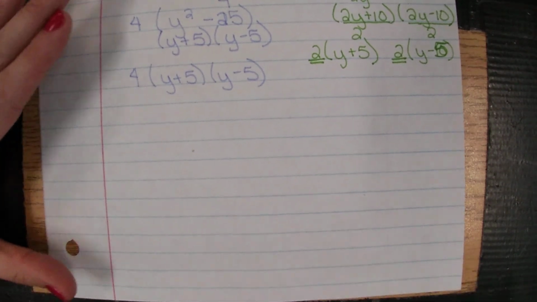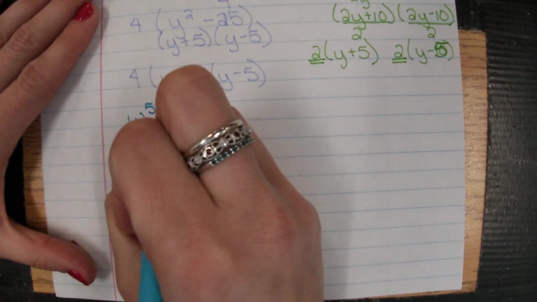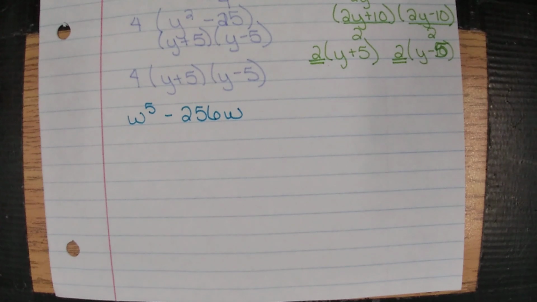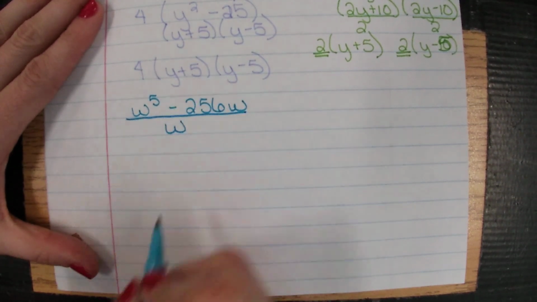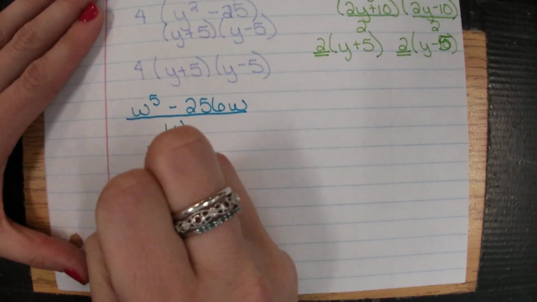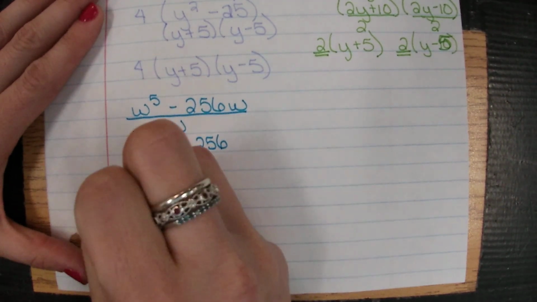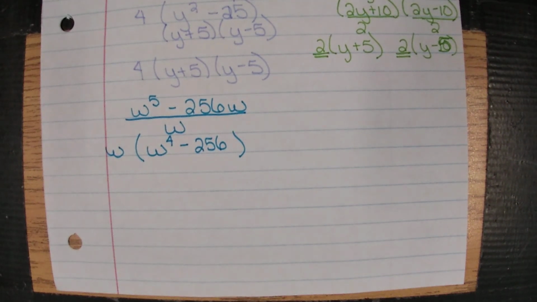Okay, so next one here. Let's say we are given w to the 5th minus 256w. Okay, so definitely not a special case here. So what's our GCF going to be? Our GCF is w, so if we pull that out, 5 minus 1 gives us 4. And then the other w's cancel out, so I have w to the 4th minus 256.